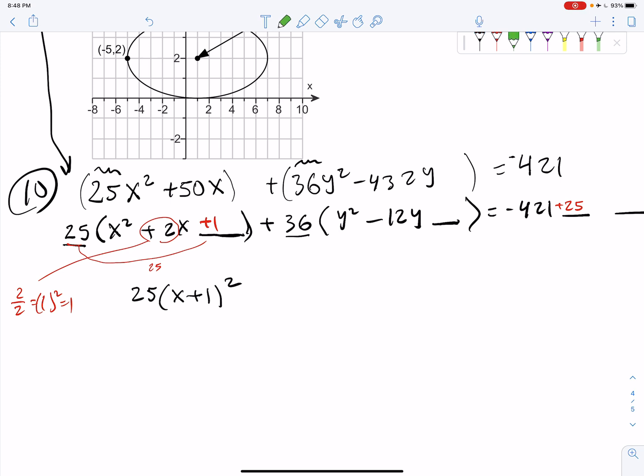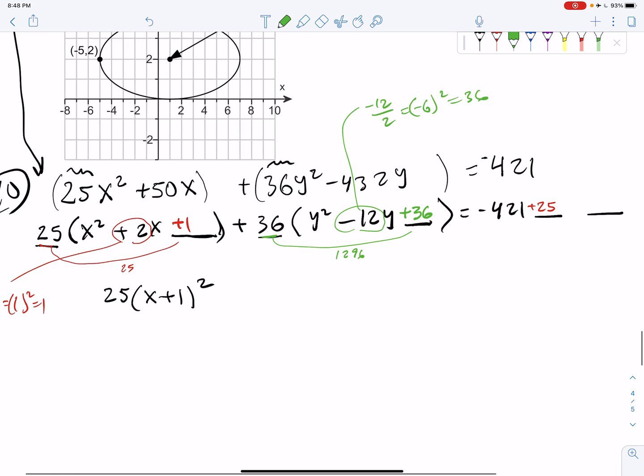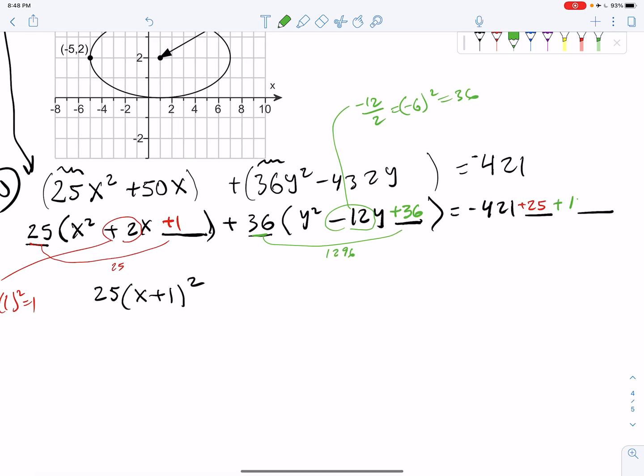Now let's do this one right here. I'm going to take negative 12, cut it in half, negative 6, and square it, 36. So that means I'm going to add 36. Now if you put 36 in parentheses with a times 36 along with it, that's not 36. That's 36 times 36. That ends up being 1,296 you just added to the left. So that's what I have to add to the right, 1,296. Yeah, this is a little bit complicated.